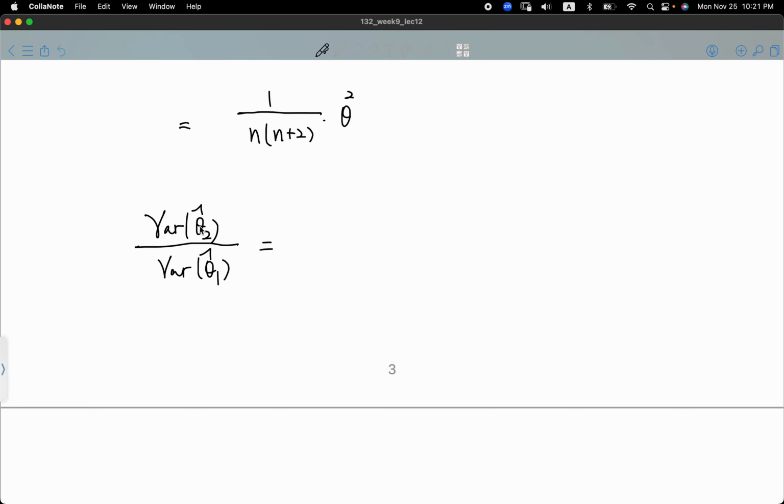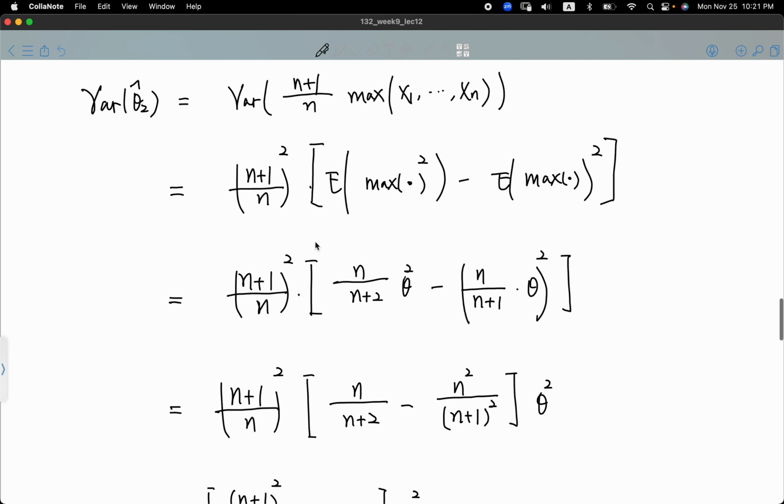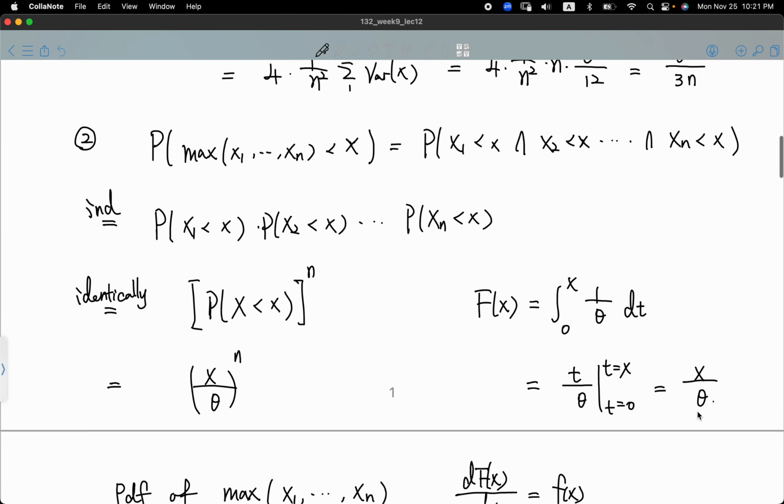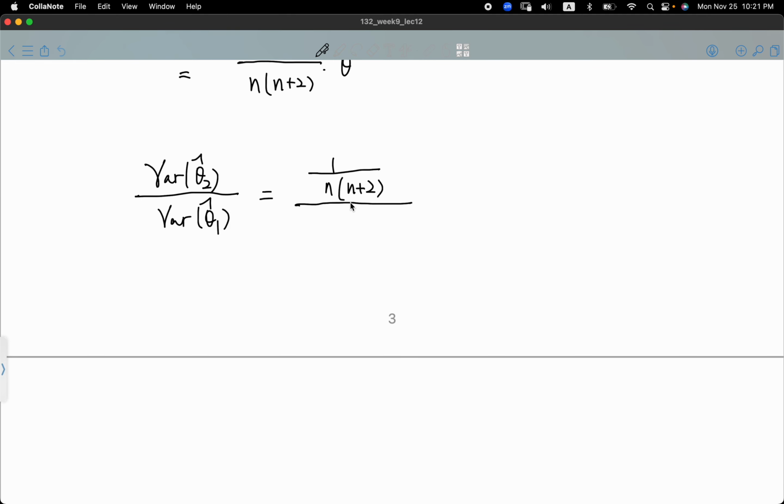So the relative efficiency is that you will have 1 over n times n plus 2 multiplied by theta, and then divided by the variance of theta 1 hat. So the variance of this theta 1 hat is equal to theta squared over 3n. So you have 1 over 3n and then theta squared. So that's the theta squared, that's the theta squared, and then you will have 3 over n plus 2. Okay, so the n cancels out, you have 3 over n plus 2.